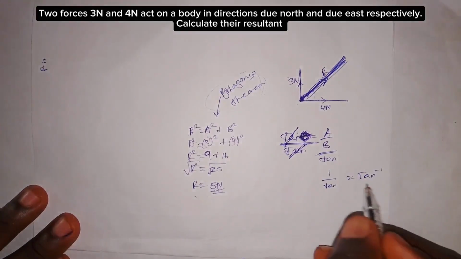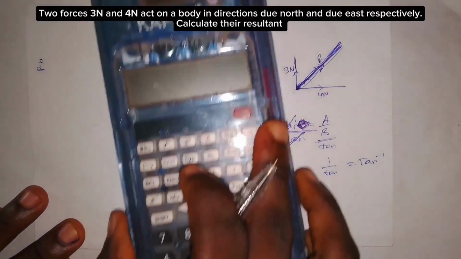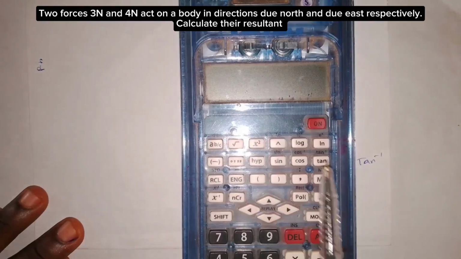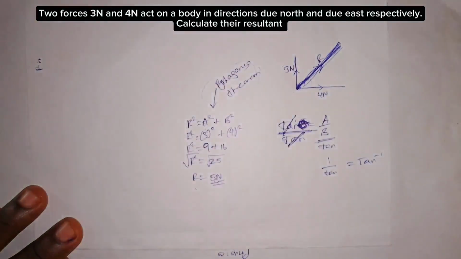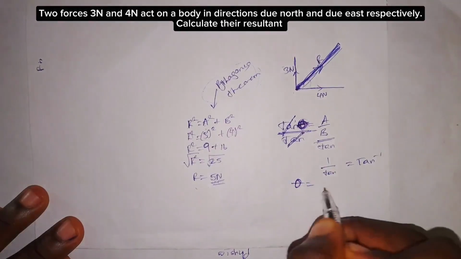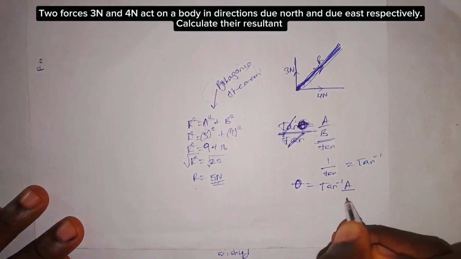How can you do this in your calculator? Let's say this is your calculator. This is shift. Press shift, then you press tan. It will give you this. So theta will equal shift tan a over b.